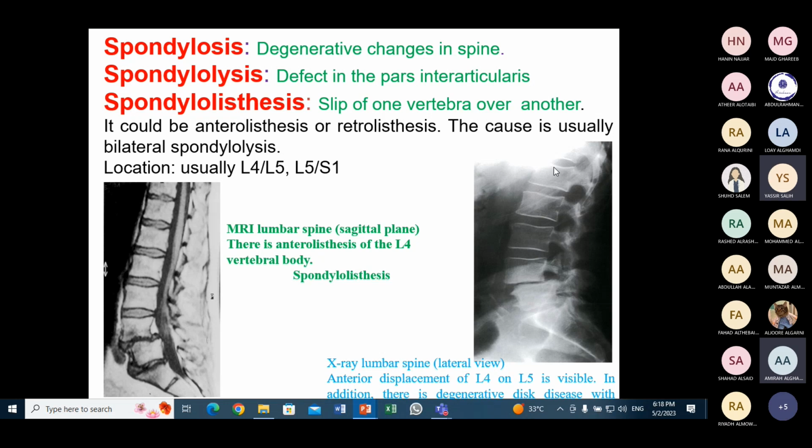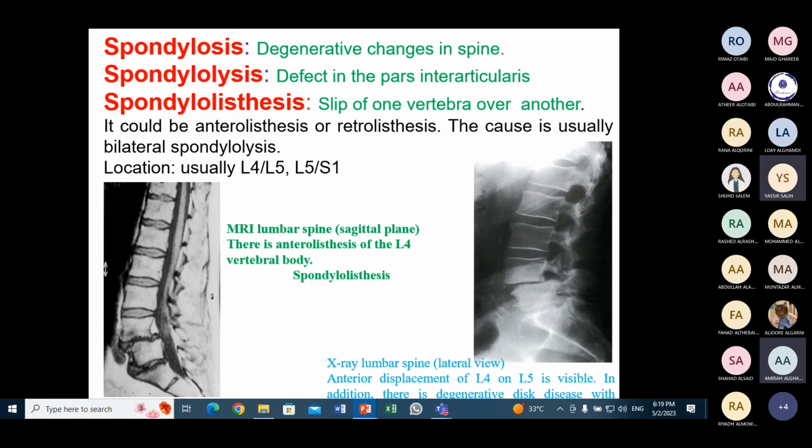This is X-ray lumbar lateral view demonstrating the anterior displacement of L4 over L5. This is L4. دي آخر واحدة L5. طبعا this is the sacrum. And also this is the MRI demonstrating how this L4 is forward moved over the L5. لاحظ انه دي ماشي aligned لكن دي بعد تحتها حصل movement. فدي L4 is slipped forward over the L5.